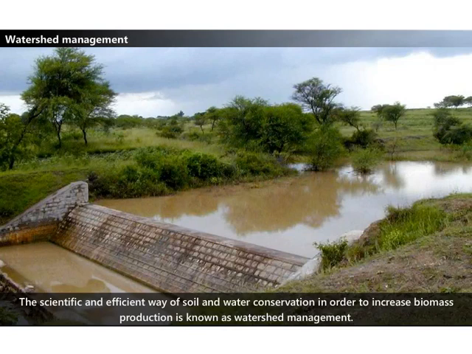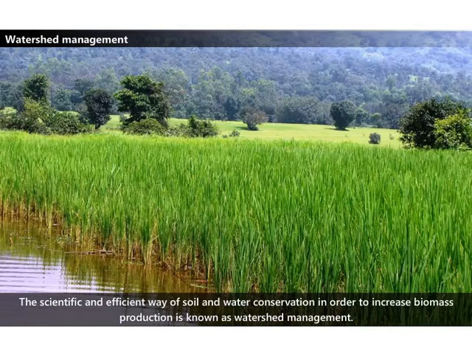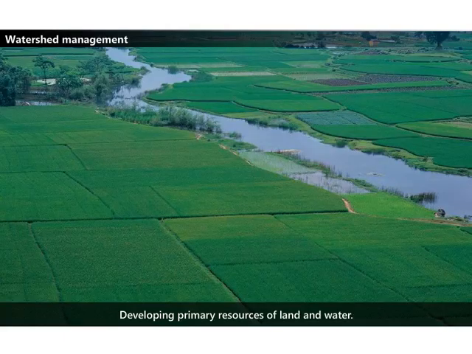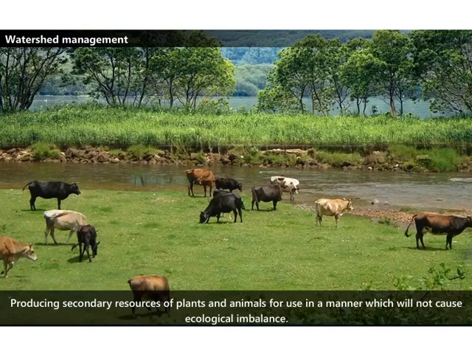The scientific and efficient way of soil and water conservation in order to increase biomass production is known as watershed management. The aim of watershed management is developing primary resources of land and water, producing secondary resources of plants and animals for use in a manner which will not cause ecological imbalance.